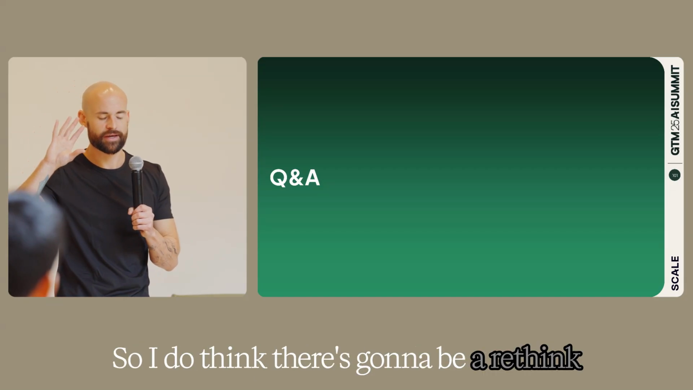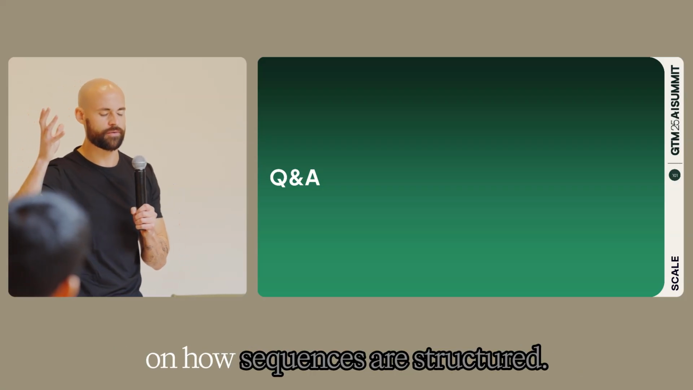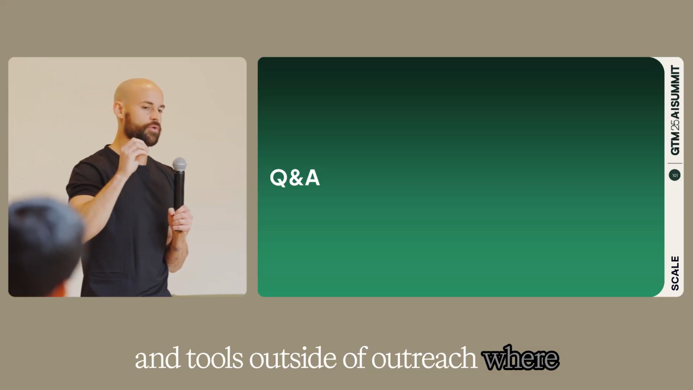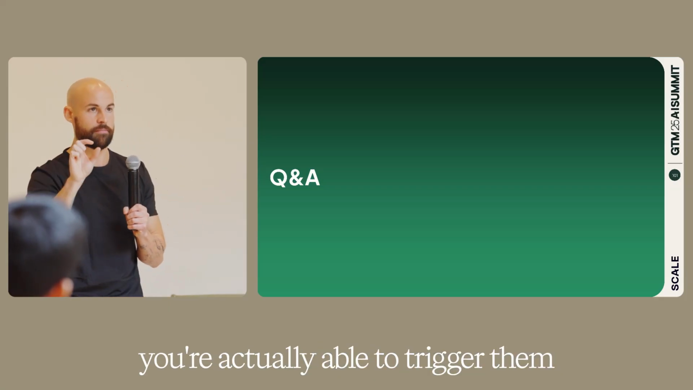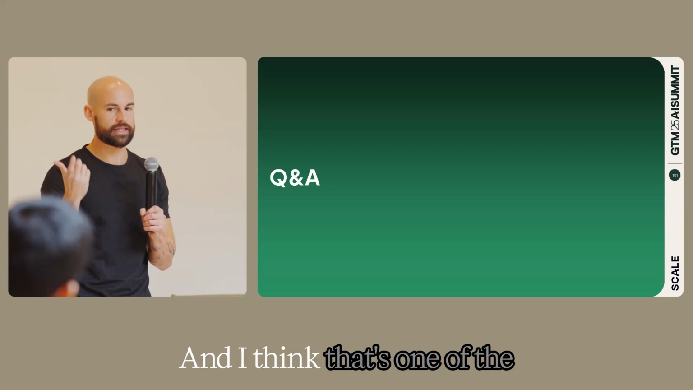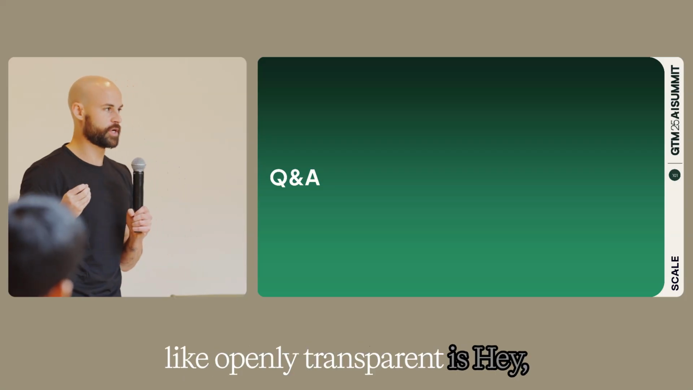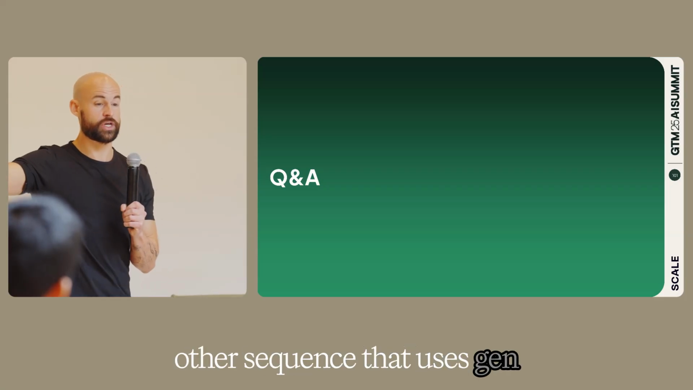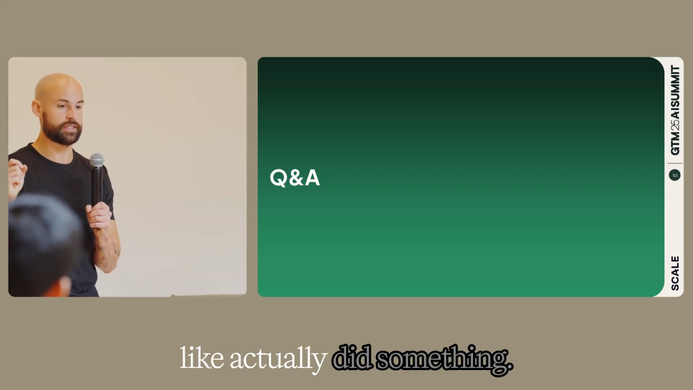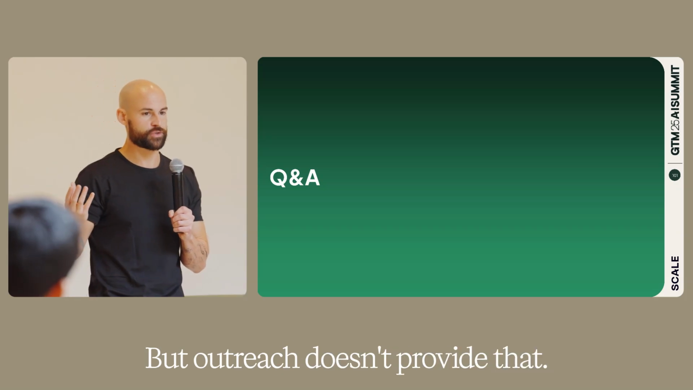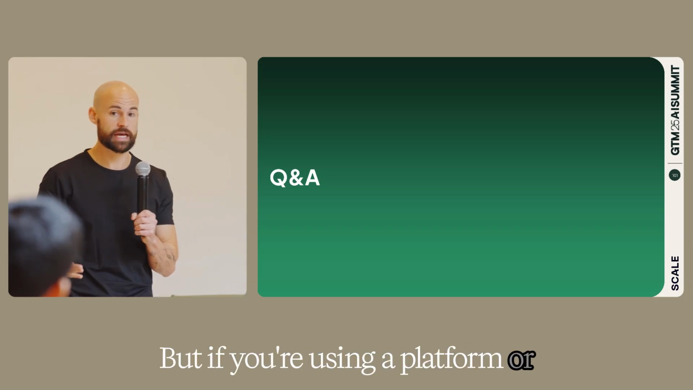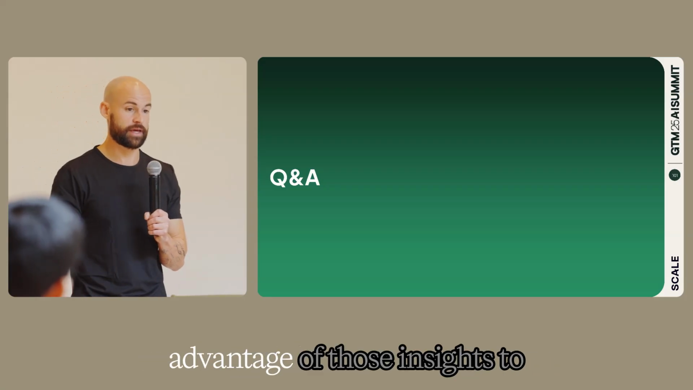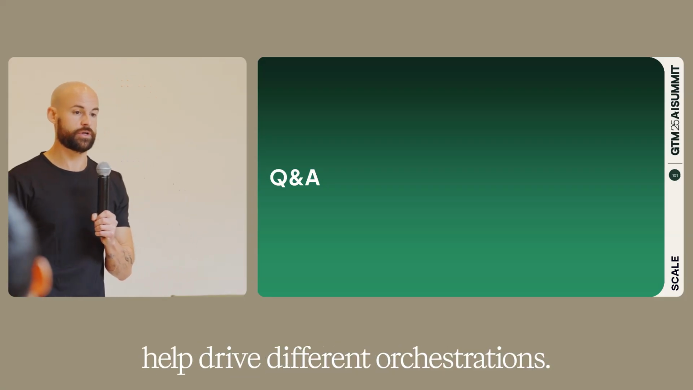So I do think there's going to be a rethink on how sequences are structured. I've seen some really powerful things and tools outside of Outreach where you're actually able to trigger them being added to different sequences. And I think that's one of the flaws of Outreach from being openly transparent. If someone opens an email, let's put them in some other sequence that uses Gen AI, but Outreach doesn't provide that. So we are a little bit cut off at the knees. But if you're using a platform or are able to do that, all the more power, you should definitely take advantage of those insights to help drive different orchestrations.